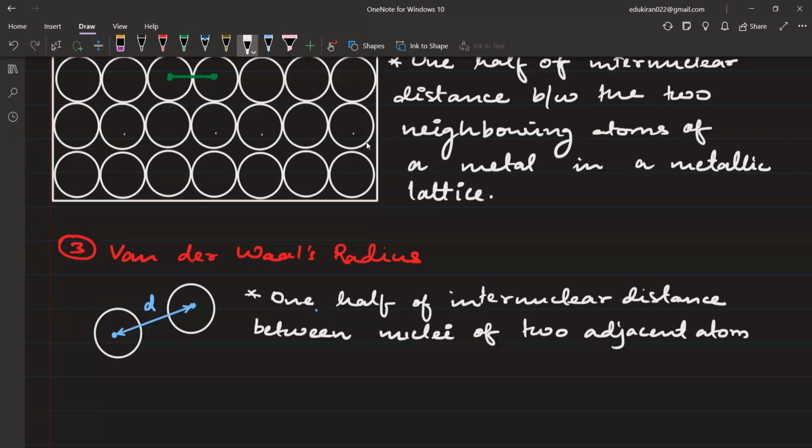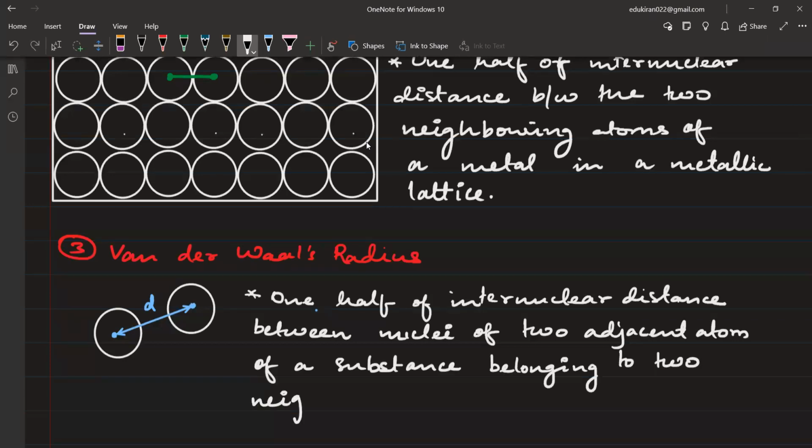Adjacent does not mean they should be touching. Adjacent atoms of a substance belonging to two neighboring atoms, two neighboring molecules in solid state.